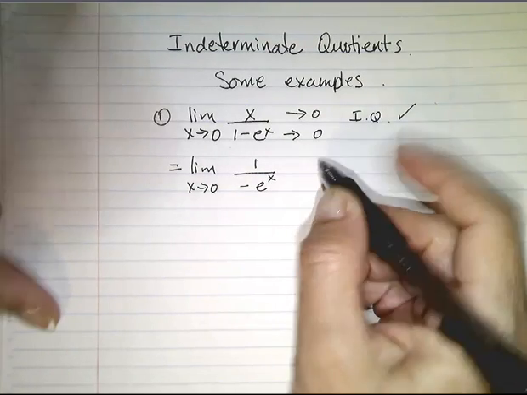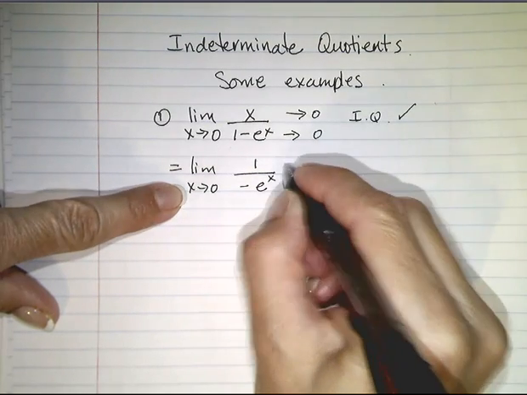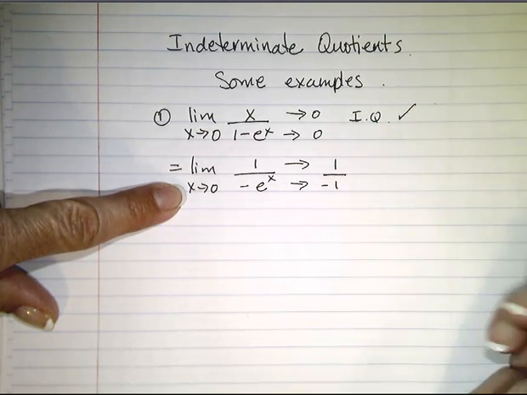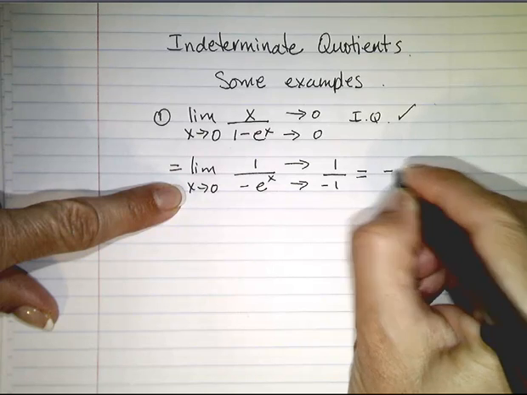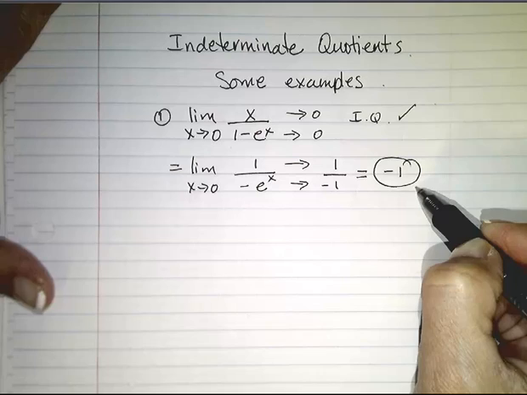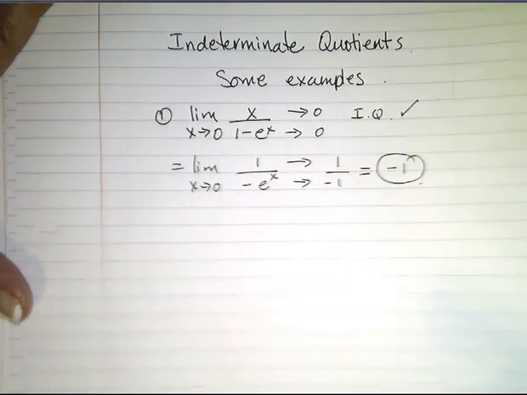All right, now I look again. I see the top goes to 1 and the bottom goes to minus 1. And so this quotient goes to minus 1. So this limit equals minus 1. Not so bad. Let's look at another example.